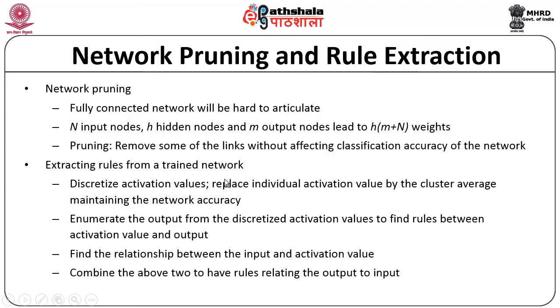How do we extract rules from the trained network? You have to discretize the activation value and replace individual activation values by means of the cluster average, and thereby you can minimize the number of rules. When you enumerate the output, you make use of the discretized activation value and also find rules between the activation value and the output. Then find the relationship between the input and the activation value, and combine the two to generate a rule which provides a mapping between the output and the input.